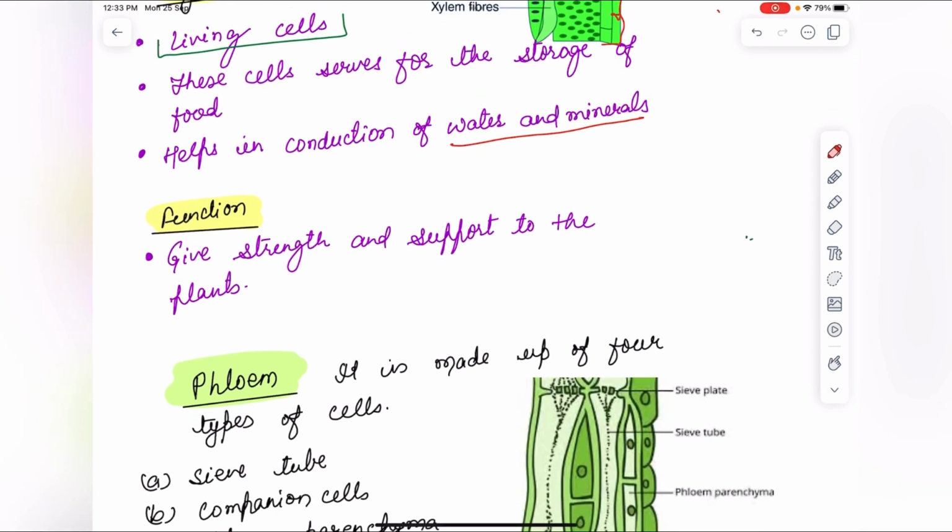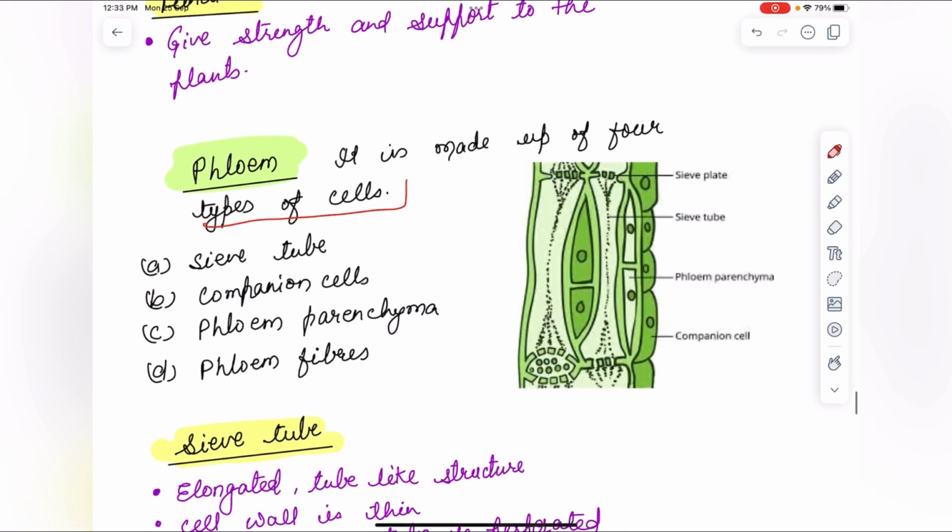Next we'll start with the phloem. This phloem is made up of 4 different types of cells, that is sieve tube, companion cells, phloem parenchyma and phloem fibers. These 3, sieve tube, companion cells and phloem parenchyma, are living cells.